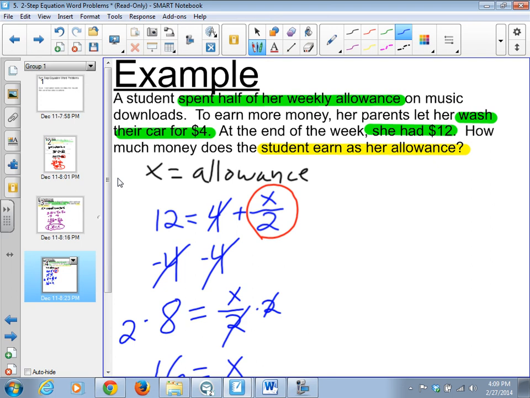So the key for solving these 2-step word problems is just to talk it through. Figure out first what we're trying to figure out, what the question is asking, this part in yellow. Define it. X is the allowance in this case. And then go back and find the other relevant information that we need to set up this equation and solve for that unknown.